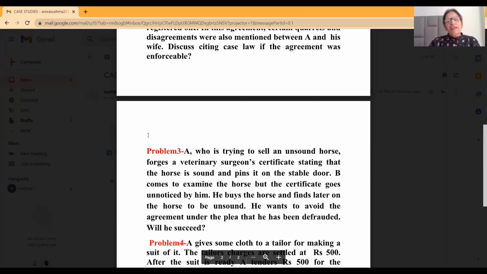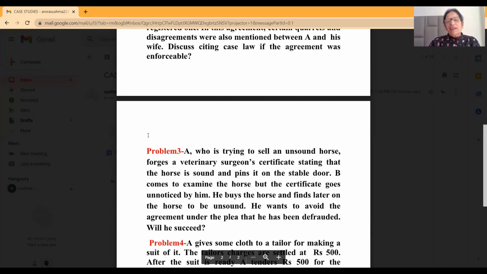Friends, this given problem relates to the heading fraud. You know, fraud has been defined under section 17. And one of the elements of fraud is that a deceit which does not deceive is no fraud. That is, friends, the other party must be cheated. The seller has tried to defraud the buyer, but the buyer was not cheated. The certificate was displayed by the seller on the stable door, but the buyer did not see the certificate.